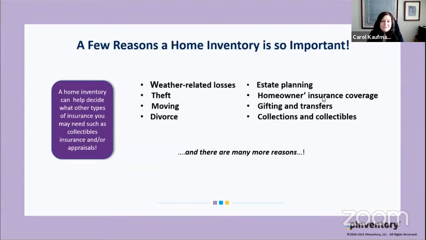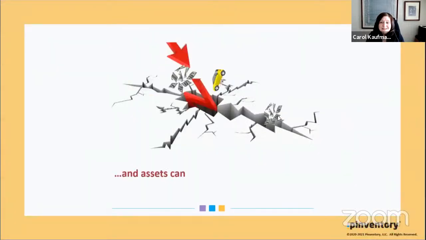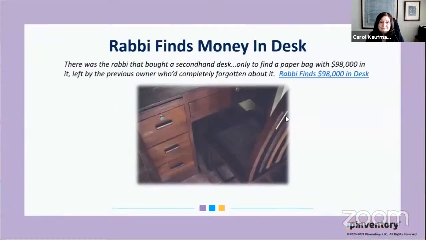Weather-related losses, theft, moving, divorce, estate planning, homeowners insurance coverage, gifting and transfers, and putting together your collections and collectibles. There are so many more reasons as well. People living longer tend to accumulate more things. And even if they wanted to tell their family where things were, their memory tends to fade and they forget. And what happens is assets can easily then fall through the cracks.